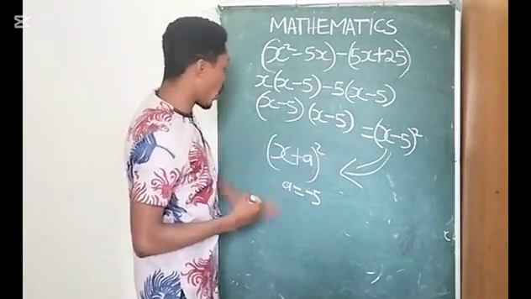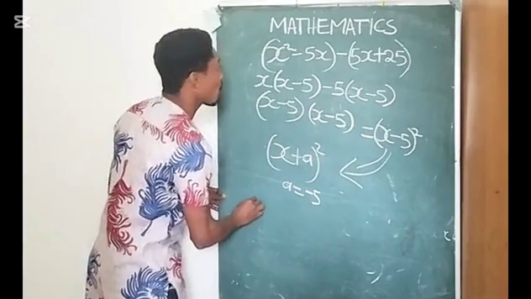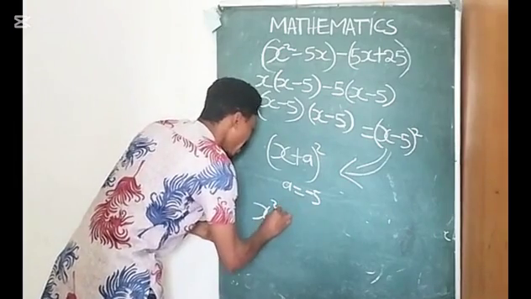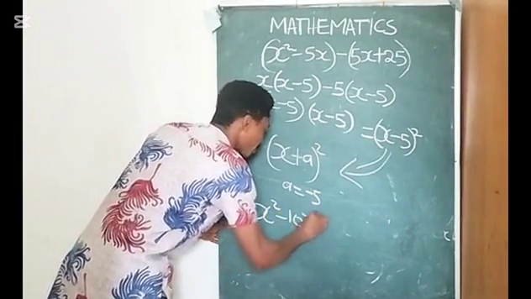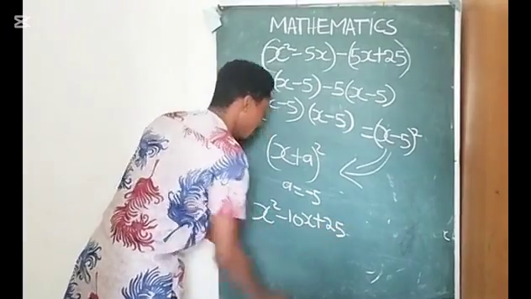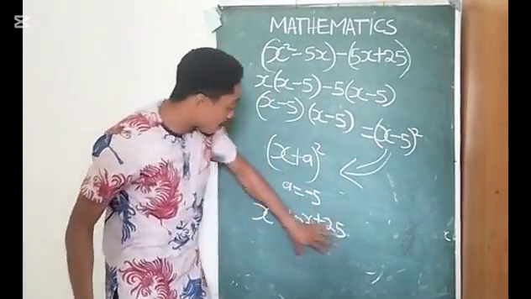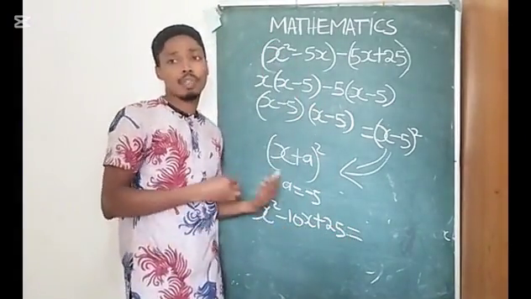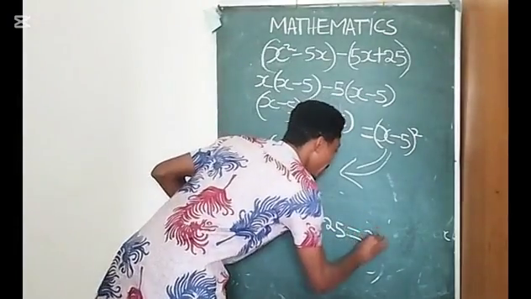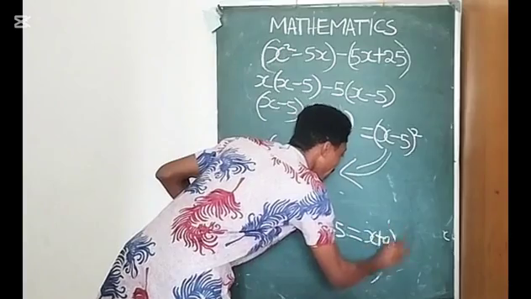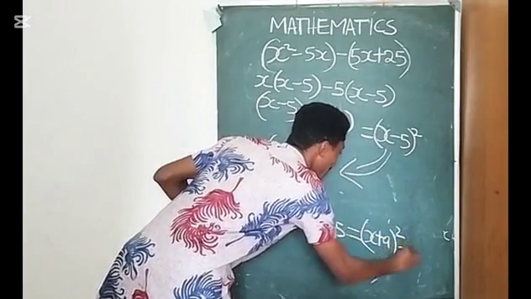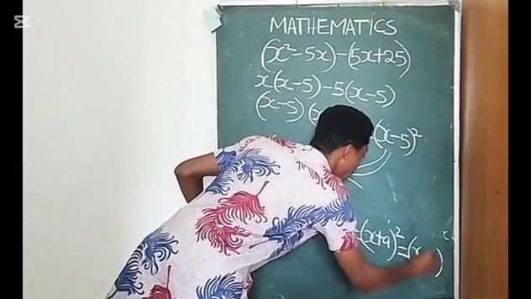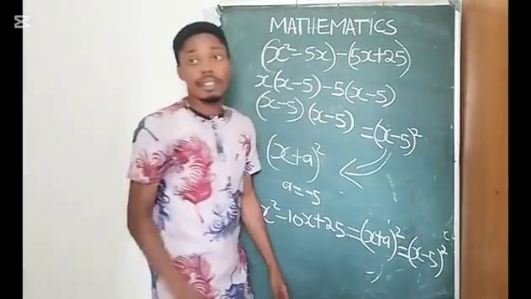It is important you know that because this is a perfect square, factorizing x squared minus 10x plus 25 gives us what we've had already: (x plus a) all squared, which we know is (x minus 5) all squared.